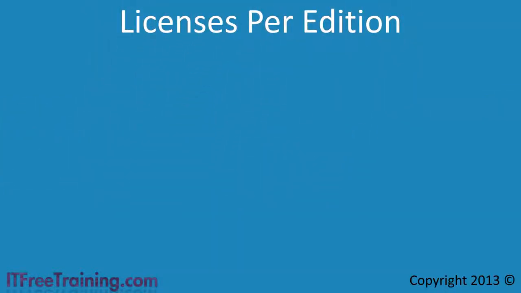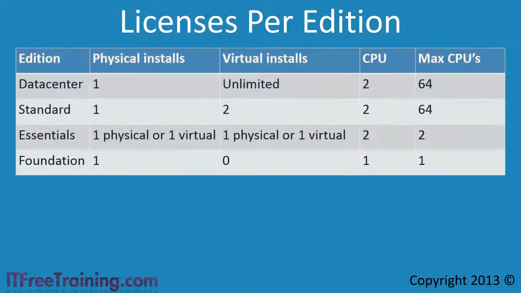When you purchase Windows Server 2012, you purchase the right to install Windows Server 2012. The license you obtain with Windows Server 2012 determines how many physical CPUs can be used with that install and also how many virtual machines can be installed at no extra cost. Shown here is the license limitations per edition of Windows Server 2012.